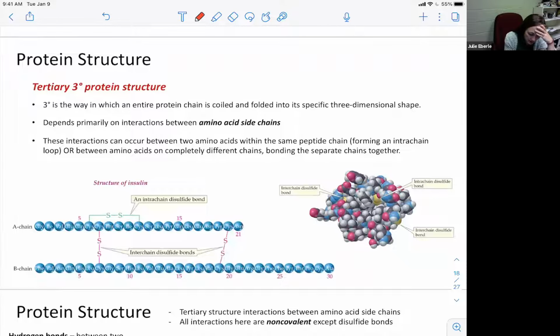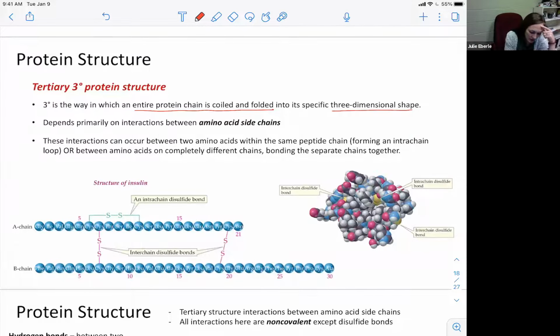Tertiary structure is the way in which an entire protein chain is then coiled or folded onto itself. It gives a specific three-dimensional shape. So we take that alpha helix, or we take those beta sheets, and then we coil the rest of the protein. It looks just kind of like a wadded up piece of spaghetti, but it has purpose to it, and it is not random.